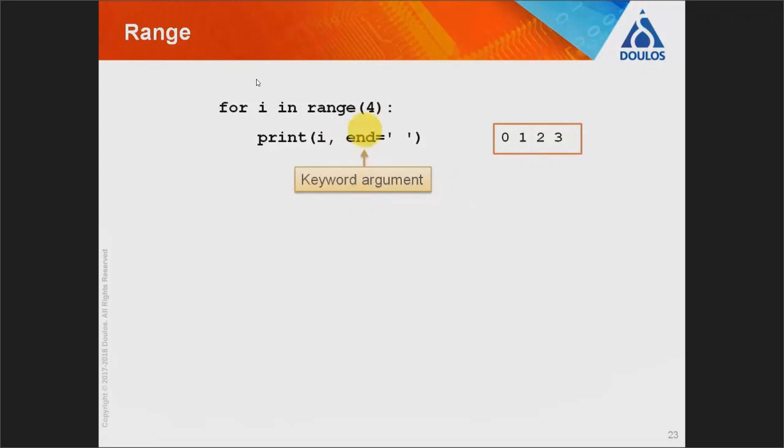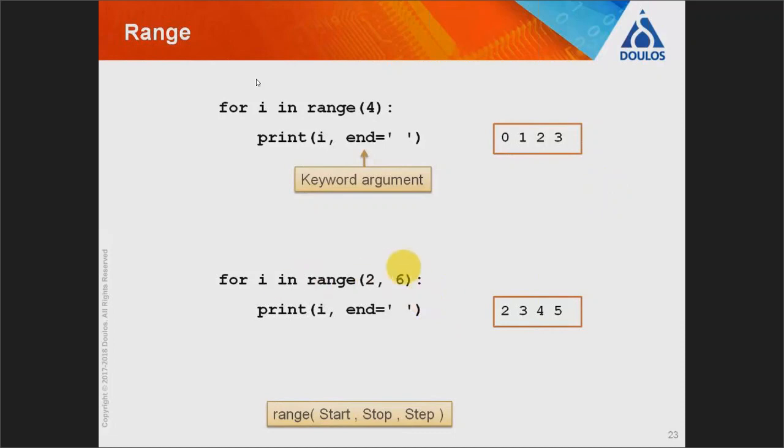This is an example of a keyword argument. So when you call Python functions, you can either pass arguments into that function positionally or by using keywords. And keywords are often used to pass in optional arguments to Python functions. So here the optional end argument is being used to say, don't write out a new line character after the printed line, instead write out a space. So you can see here we've written 0 space, 1 space, 2 space, 3 space.